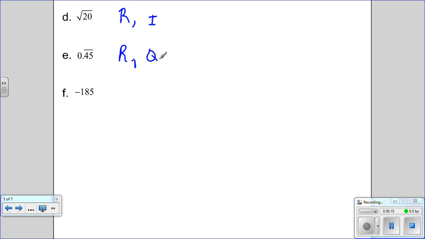And our last number, we've got letter F, -185. Starting at the top of my chart, it's a real number. I can write it as -185 over 1, so that makes it a rational number. And then if I go down from there, it's not a natural number and it's not a whole number because it's negative. It is an integer though, so my last group here is the integers, which I'll use a capital letter Z for.